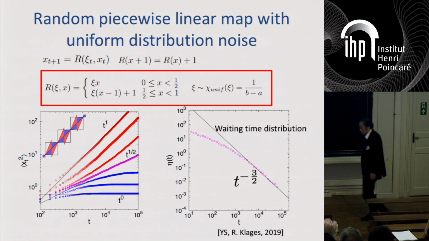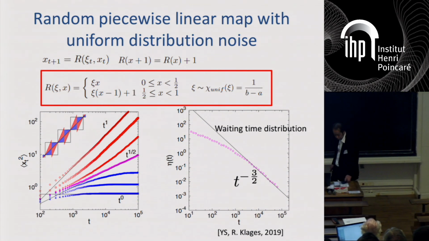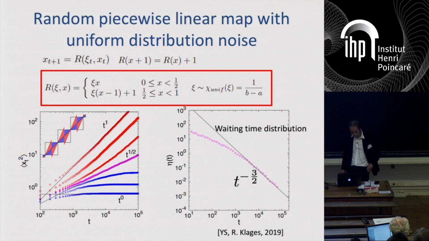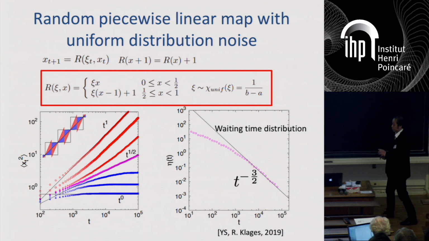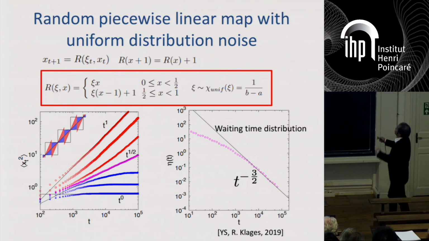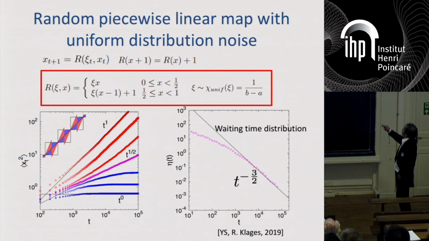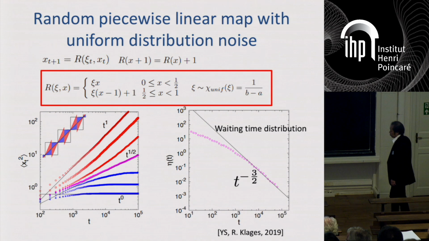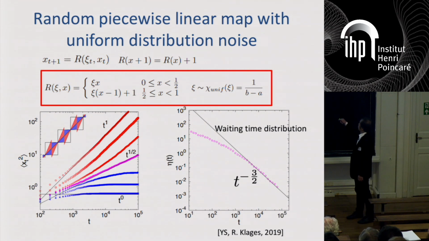Right, so we tried to apply this concept to other classes of random maps and to explore the universality of this phenomenon. For example, we extend the noise to the uniform distribution. The slope, from B to A, contracting to expanding, changes continuously, given by a uniform distribution. We still have the same exponent, minus 3/2.